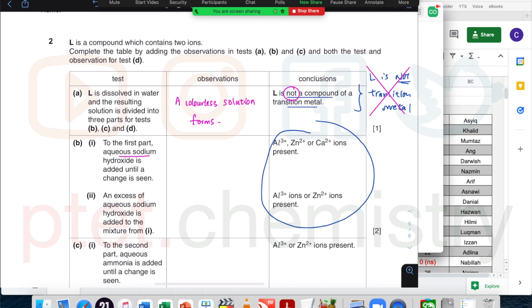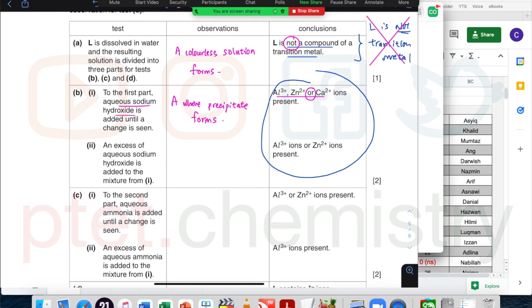To the first bit of this sodium hydroxide, if you get Al3+, Zn2+, or calcium 2+, because you don't know what is happening here. So what actually happens is you get a white precipitate forms. Okay, I think I just want to remind you, Hazwan, you also have a lot of spelling mistakes with precipitate. Okay, so you have an excess of aqueous sodium hydroxide.